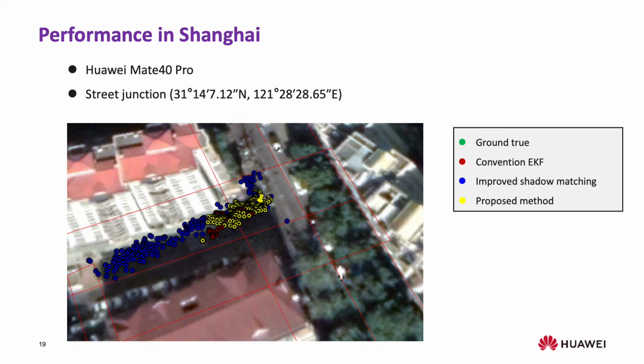The road junction is a challenging scenario, as we have to position at the right corner of the street. The shadow matching solutions are only on the right side of one street, but not on the right corner of the street junction. We can see from the yellow points, most positioning results of the proposed method fall into the right corner of the street after filtering.